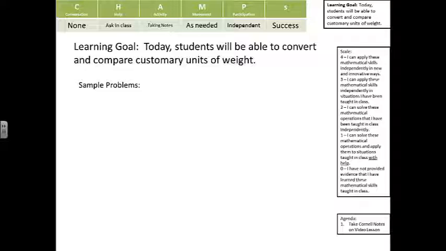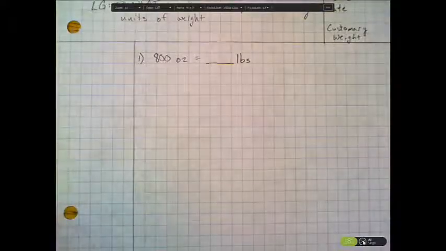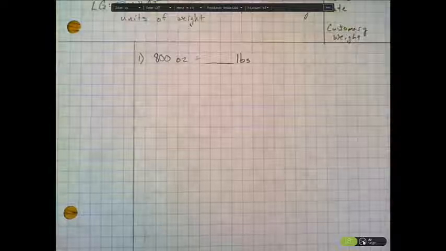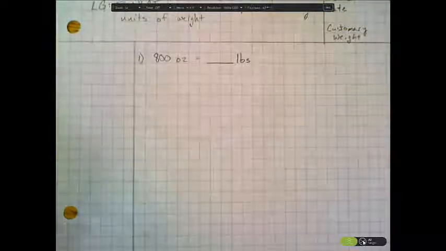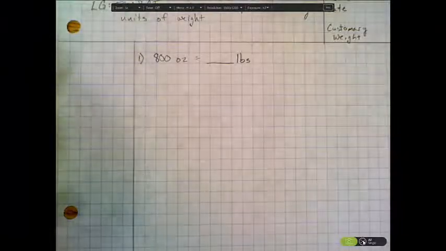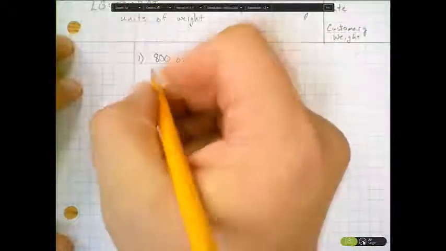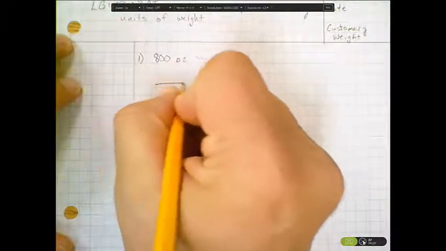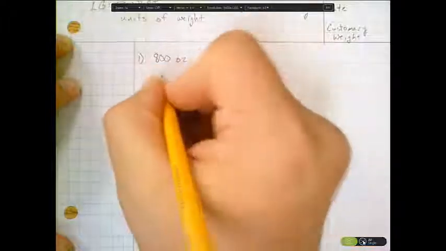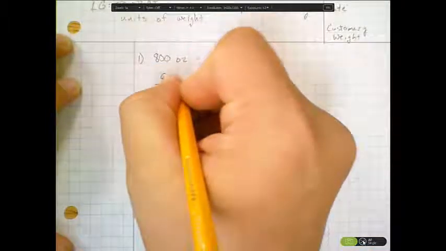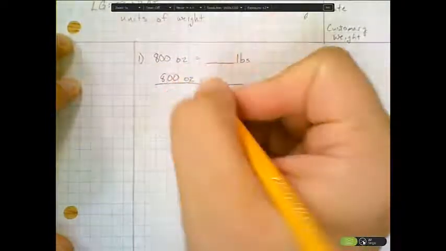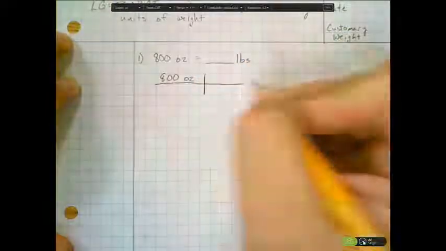So we're going to do some sample problems. The first sample problem is we're going to convert 800 ounces to some number of pounds. I have gone ahead and written the problem down: 800 ounces equals some number of pounds. The first thing we're going to do is write our division line, and then put down what they give us, which is 800 ounces in the first section.